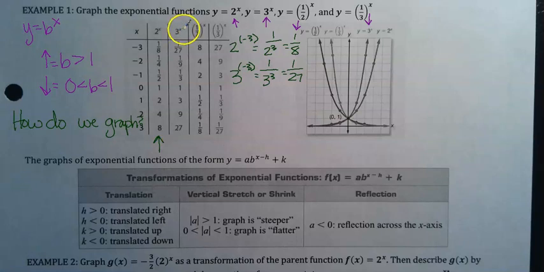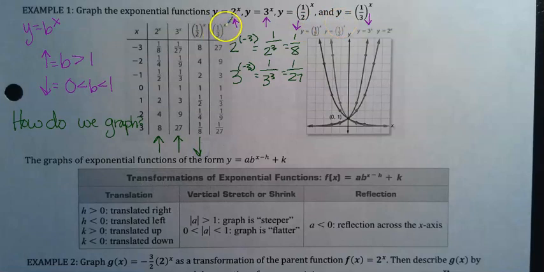If we look at the 3 to the power of x, and look at those numbers, 1/27, 1/9, 1/3, 1, 3, 9, 27. These numbers are increasing. If I look at the (1/2)^x, what's happening to my numbers here? 8, 4, 2, 1, 1/2, 1/4, 1/8. These numbers are decreasing, just like we said it should happen.